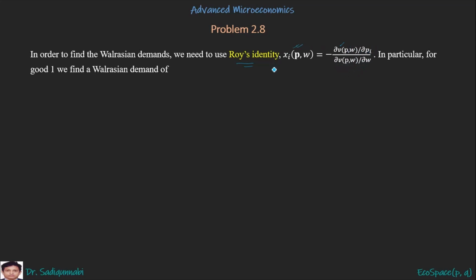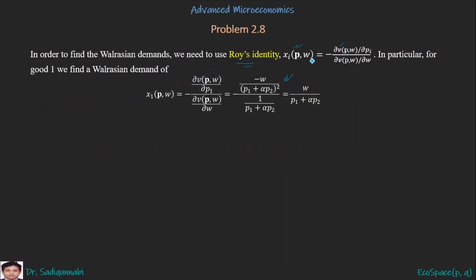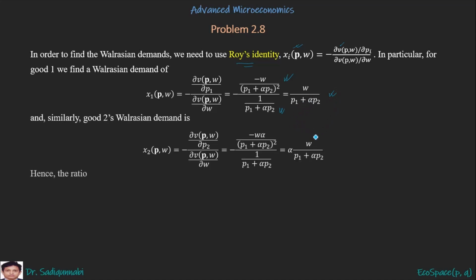So in particular for good 1, we find that x1(P, W) is this ratio, and finally we have x1 equal to W divided by P1 plus alpha P2. Similarly for good 2, we get alpha times W divided by P1 plus alpha P2, and hence the desired ratio is alpha. So that was our final result for part A.